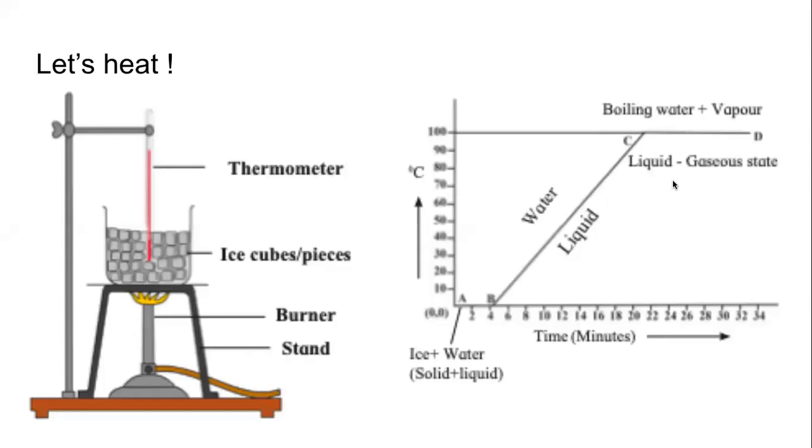Now to continue with the experiment, what we do is we light the burner. It's called a Bunsen burner. The burner that we use in science labs is called a Bunsen burner. It is just the same gas. So when we light the burner, what are we doing? How can we say scientifically?